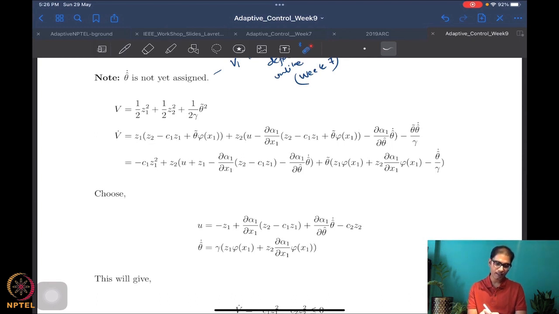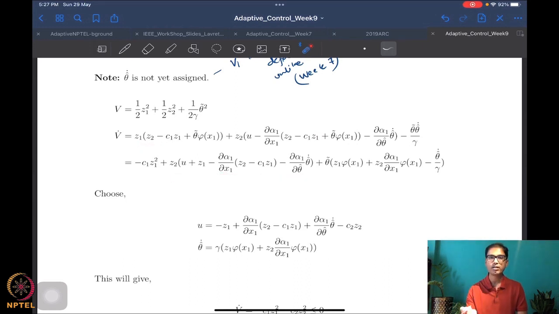So I take u, of course, z1, of course, then I have these two guys, and then I have this guy. Remember, theta cap dot cannot contain theta tilde. If it does, then you have a problem, because theta tilde is unknown, and if your parameter update law theta hat dot contains the unknown, then you've not designed an adaptive controller at all. You've just designed a controller. So you take in the z2 term all the quantities which do not have a theta tilde in them. This is the only thing that gets left out. Everything else remains. And then this guy comes from here.